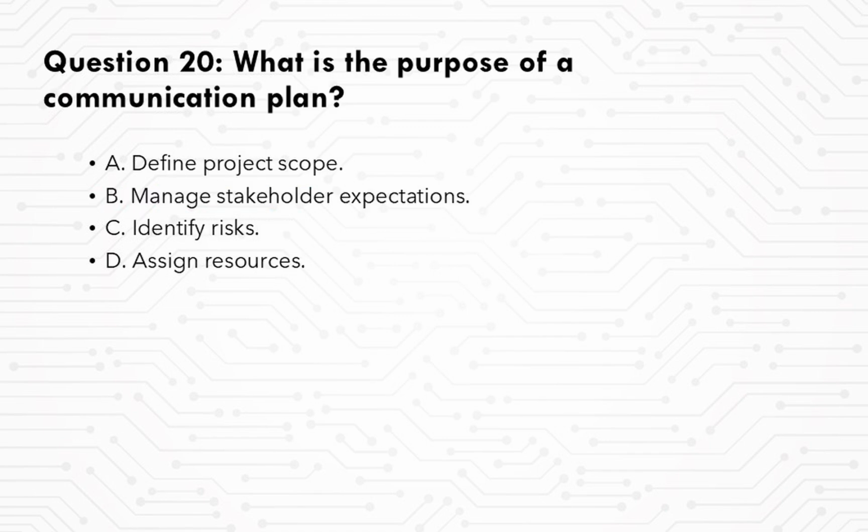Question 20. What is the purpose of a communication plan? A. Define project scope. B. Manage stakeholder expectations. C. Identify risks. D. Assign resources. Answer: B. It ensures the right information reaches stakeholders effectively.